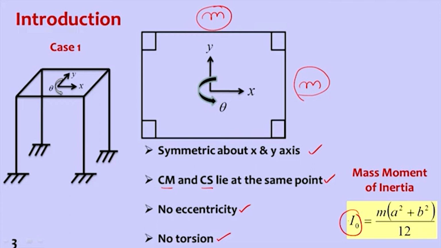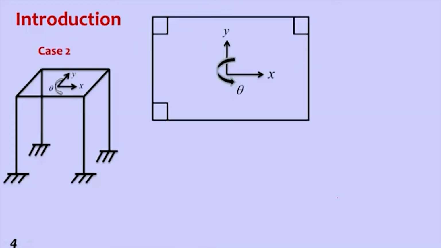So mass moment of inertia can be calculated as m into (a square plus b square) by 12, where a and b are the sides of the slab. This will come from the first basic principles of mechanics.